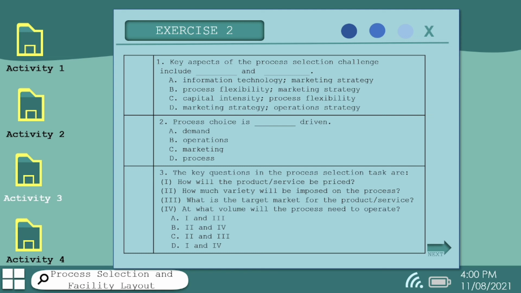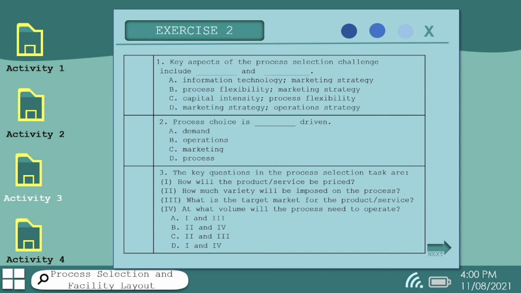For question number 2, process choice is blank driven. The answer is letter A. Process choice is demand driven because management needs to understand the market for their work to be open to and respond to new opportunities. How? By means of ongoing conversations with the people. Like you need to study if all your activities and processes are coordinated to the pool of demand.